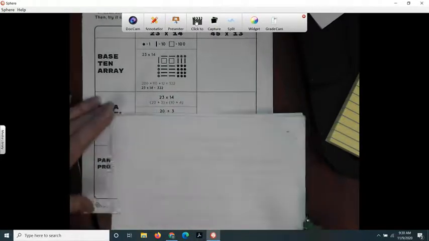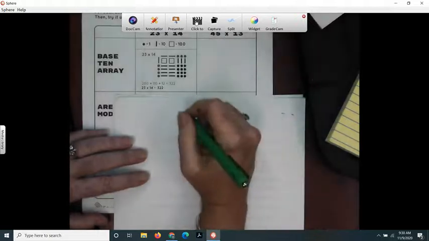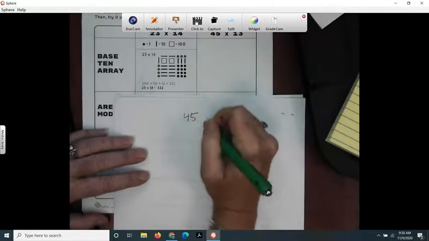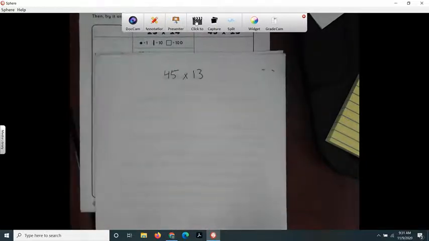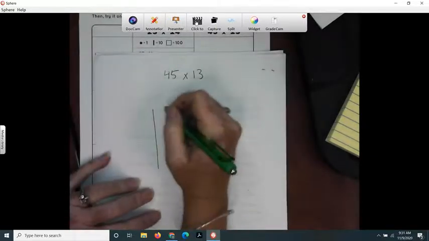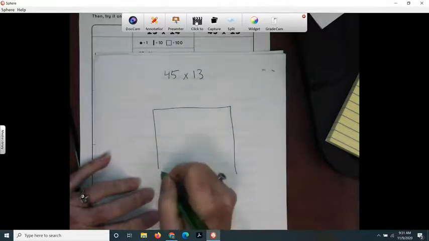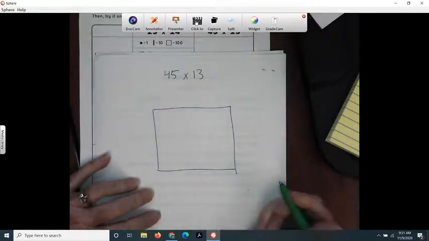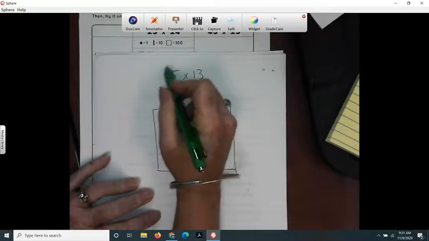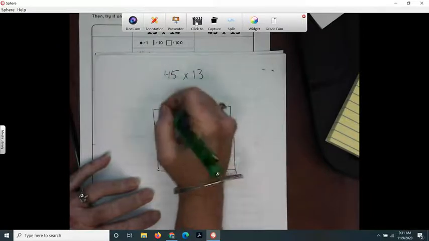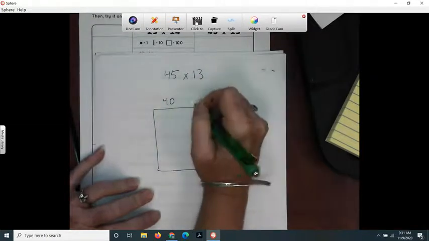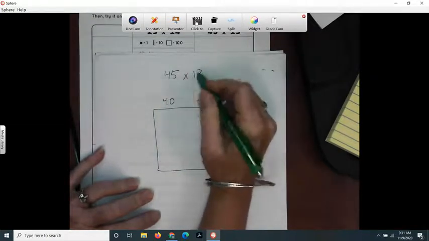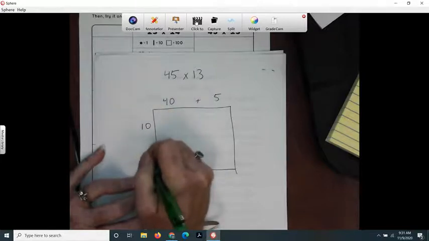So I'm going to do it with 45 times 13. Okay, so you make an area model. Remember, area is length times width. And then you break each of these up into the 10s and the 1s. So this one is 40 plus 5, and this one is 10 plus 3.